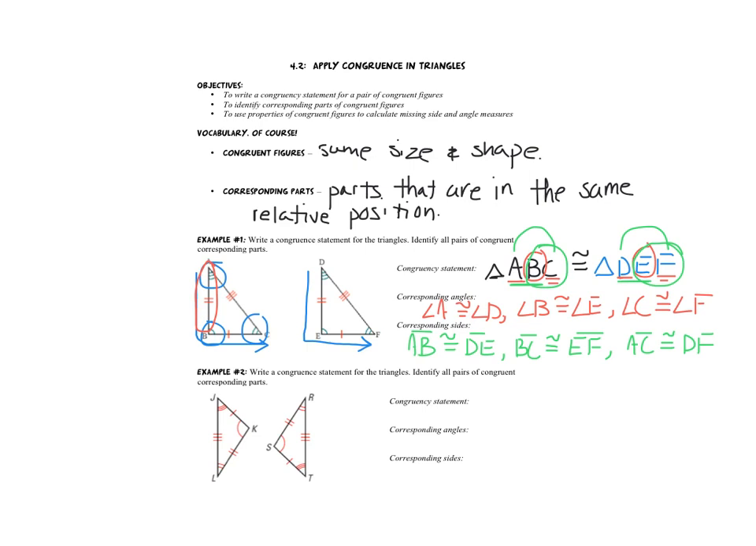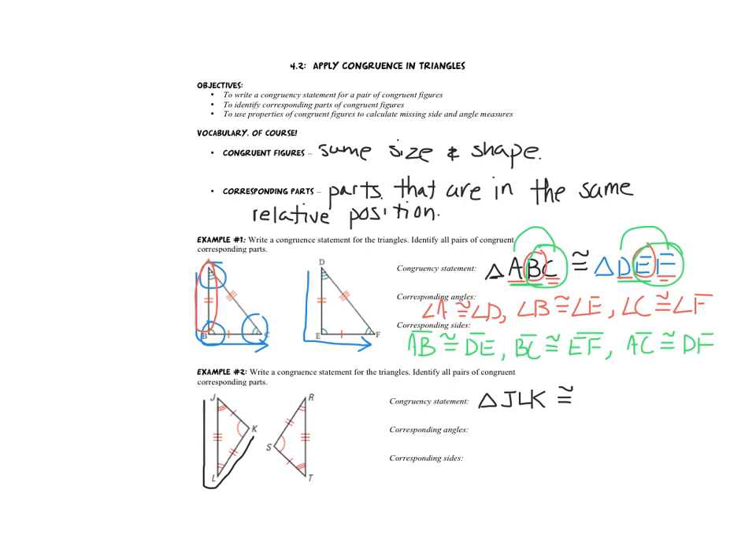For example 2, same type of problem. I want you to notice that in example 1, the orientation of these triangles was identical. It's like you took triangle ABC, copied it, pasted it right next to it, just relabeled the vertices. This one is different. It gets flipped, rotated, maybe reflected. So again, when I write my congruency statement, the first triangle, I write however I feel like it. So I'm going to write JLK. Now the second one, I have to be careful because I have to go in that same exact order. So notice that I did J to L to K.